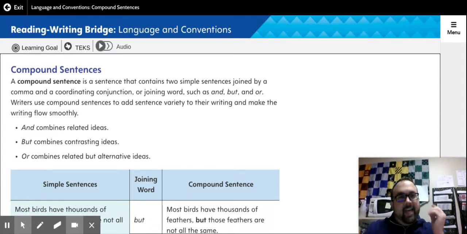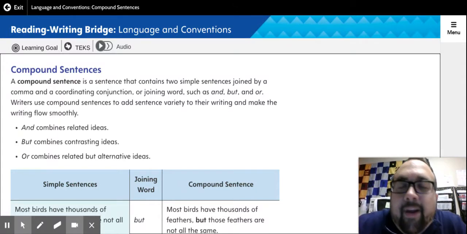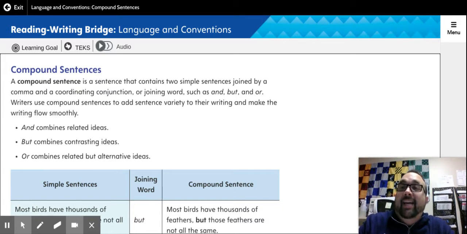So when you take part one of a sentence and combine it with part two of the sentence, remember they're two different sentences, they're simple sentences, you're using a comma, but, comma, or, comma, and. And that way you are able to combine and make compound sentences. So we are working on this skill again.